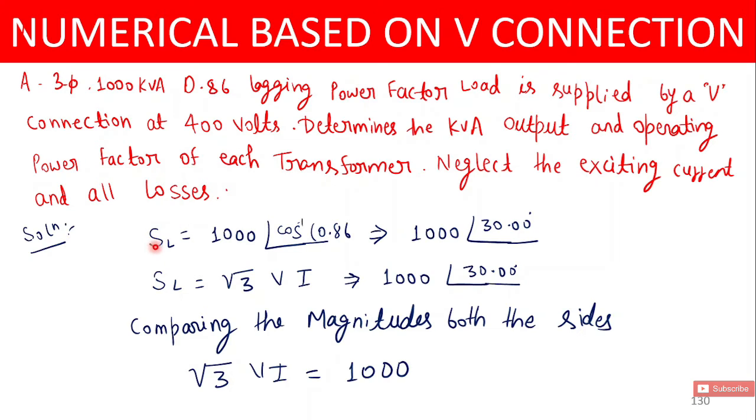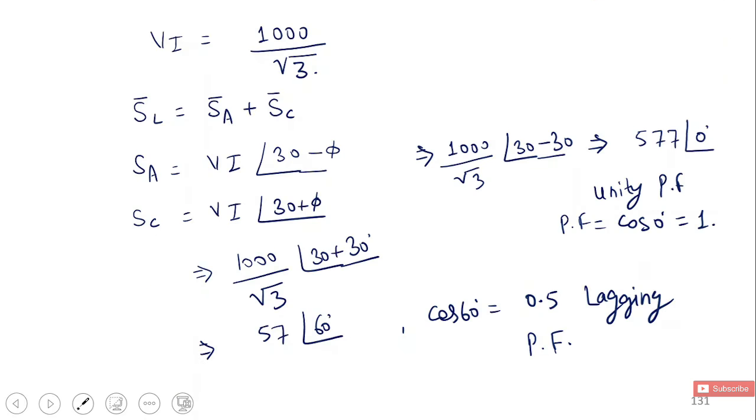So SL, the load kVA, is given equal to 1000 at an angle cos inverse 0.86. So you can write 1000 at an angle 30°, or you can say this load apparent power equals √3 VI. So compare the magnitude on both sides, and you will get √3 VI equal to 1000. So you can write VI equal to 1000 by √3.